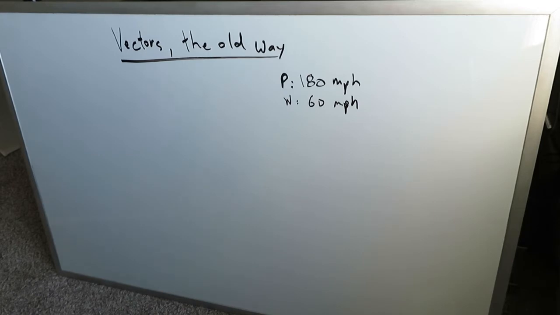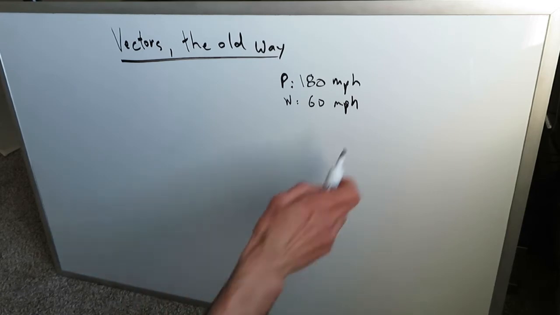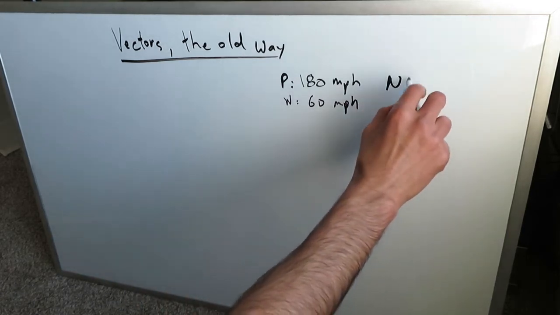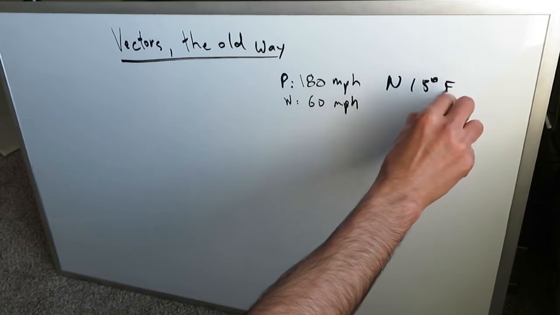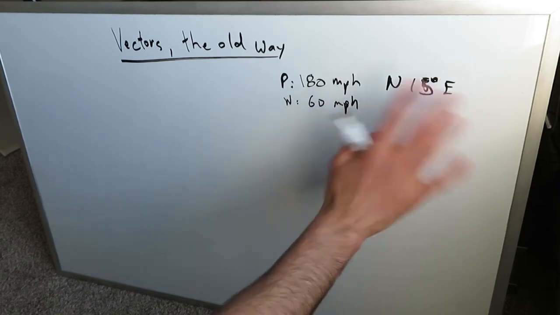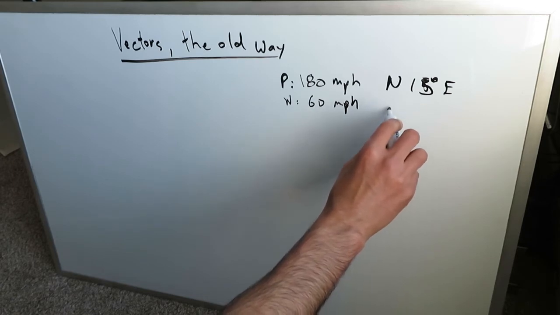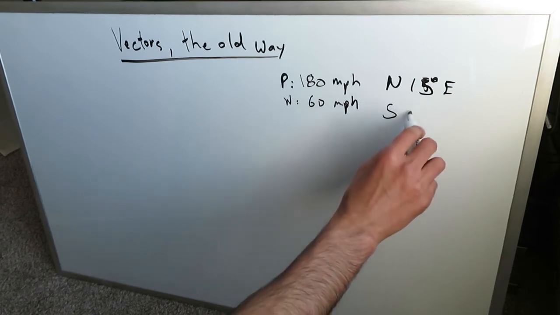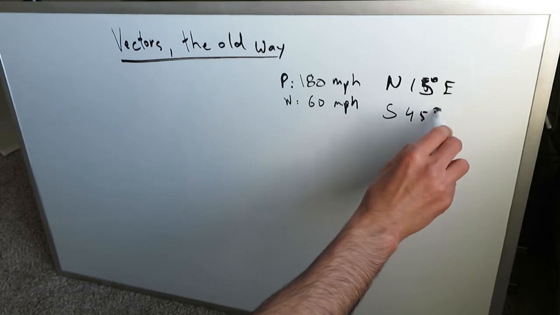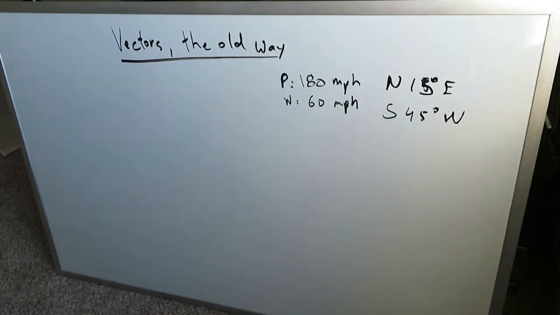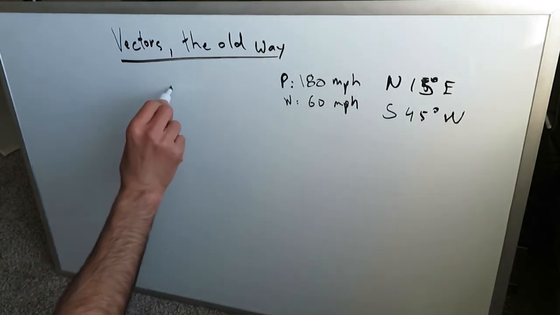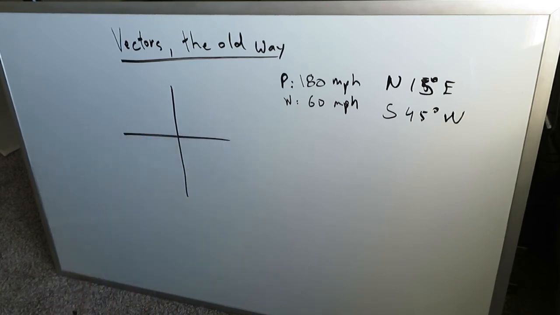So let's give a certain direction to both of these items. The plane is flying at north 15 degrees east, and the wind is opposing you in a southwardly direction, south 45 degrees west. Very roughly, let's do a quick graph of this just to see where we are, and we're going to formalize it all by means of the old way techniques.